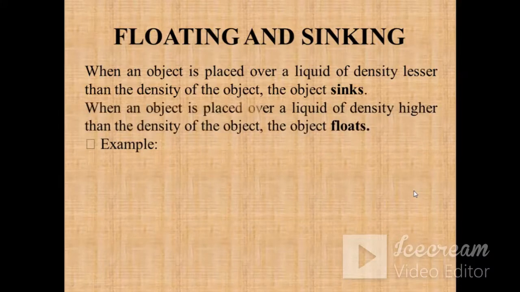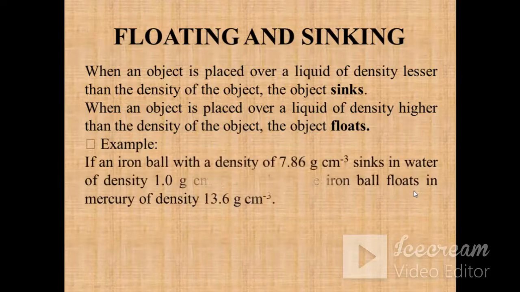Next is floating. The condition responsible for floating is when the liquid has a density higher than the density of the object. When the object is placed over a liquid having higher density than the object, the object is going to float. For example, if you put a plastic ball on the surface of water, it is going to float, as you must have noticed. Why? Because the density of that plastic ball is much less than the density of water. These conditions govern whether the object is going to float or sink.